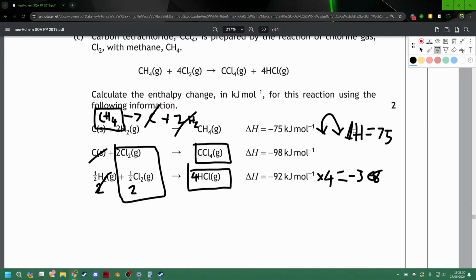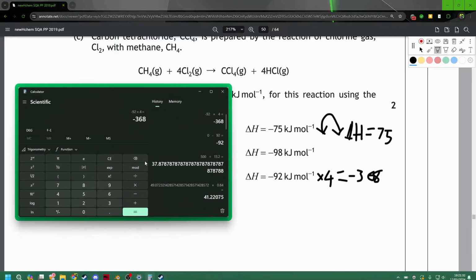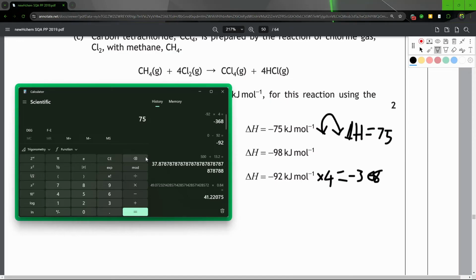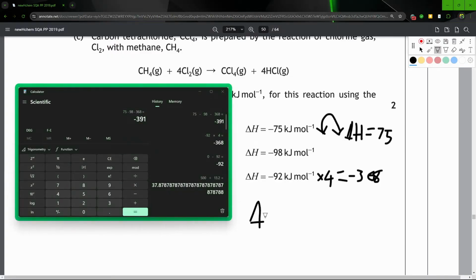So this means we just need to add up all these numbers here. So we've got 75 minus 98, minus 368. That gives us minus 391. So we can just say delta H equals minus 391 kilojoules per mole. And there we are.